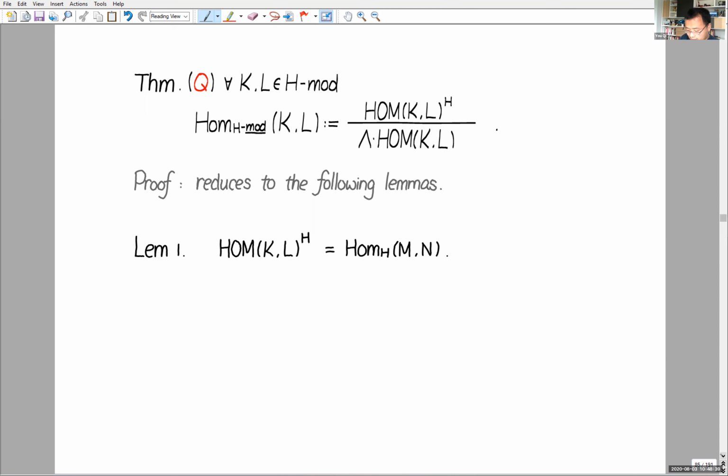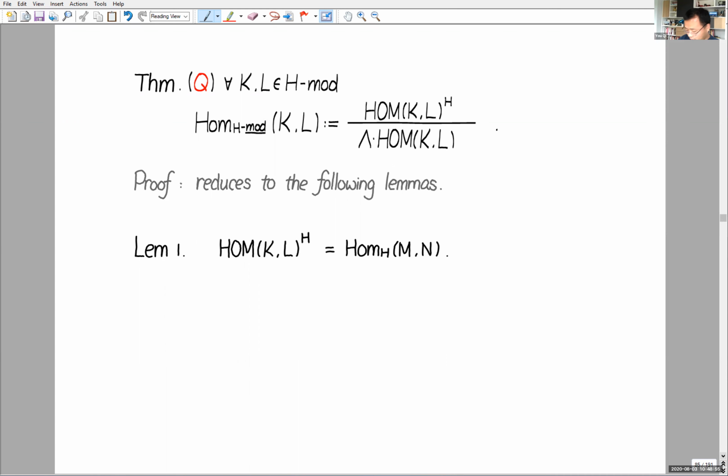So the proof reduces to the following lemmas. We'll first use some Hopf algebra representation technique to reduce the numerator and denominator in this expression. The first lemma is that the H invariants of the inner Hom space are precisely all those H intertwining maps between M and N. So the numerator can be understood as H intertwining maps in the homomorphism space.